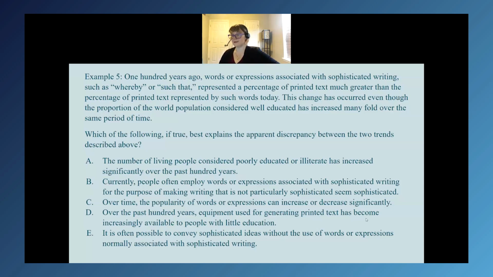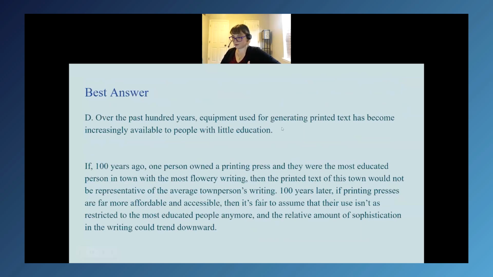And E, it is often possible to convey sophisticated ideas without the use of words or expressions normally associated with sophisticated writing. Be that as it may, we are talking about words or expressions normally associated with sophisticated writing. So this one is very slightly just off topic, and it does not resolve the paradox. So our best choice is D.